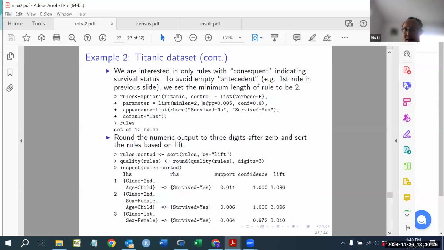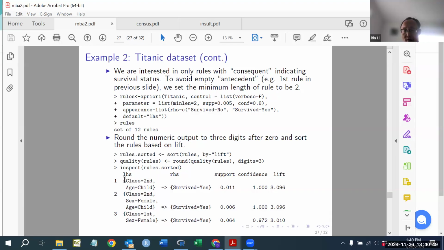Okay, and we set the support threshold to be 0.5%. Confidence level has to be 0.8 or higher. Okay, so in that case, we will have 12 rules. You can see these 12 rules ordered by the lift size.